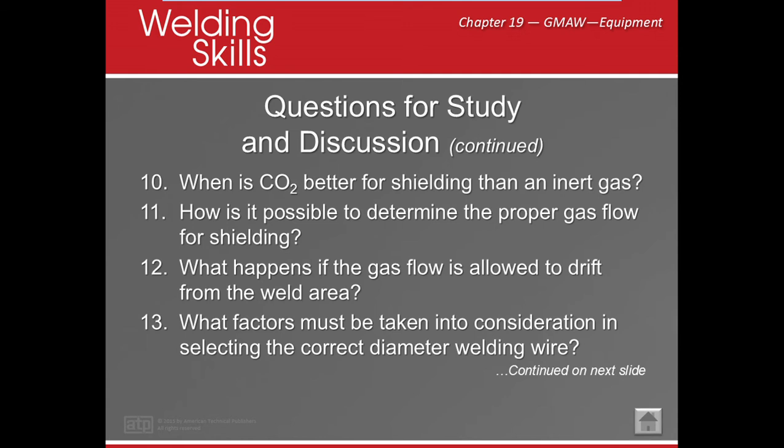What factors must be taken into consideration when we select the correct diameter welding wire? Well, we know that wire comes in 0.023 to 1/16 of an inch. So we choose materials according to what? Thickness of material. Then we also want to take into account strength of material. But we also need to keep in mind that position is a factor. And for vertical and overhead welding, a smaller diameter wire is preferred, especially if we're doing overhead, because it makes a smaller pool and it's easier to handle. Okay.